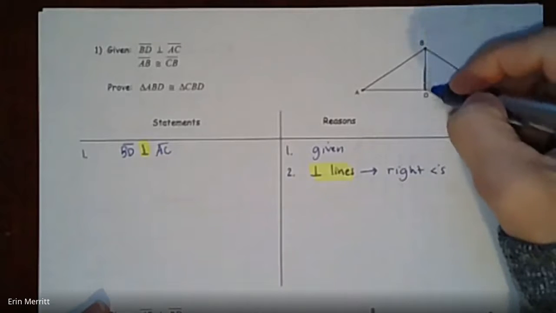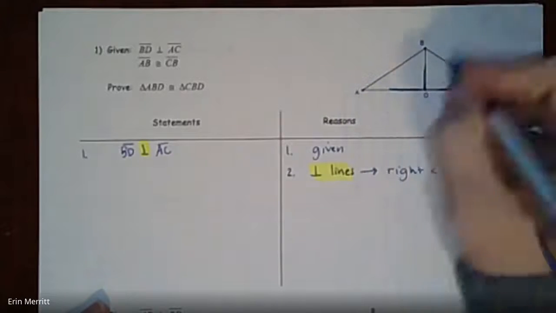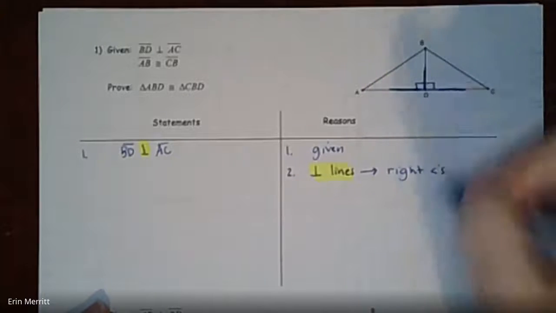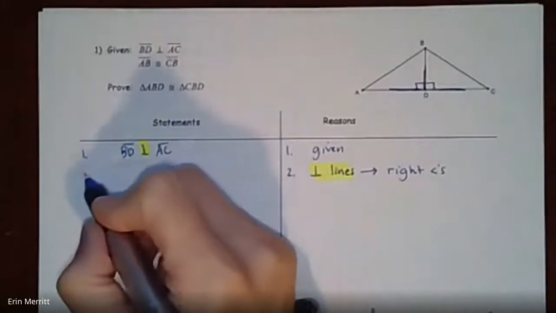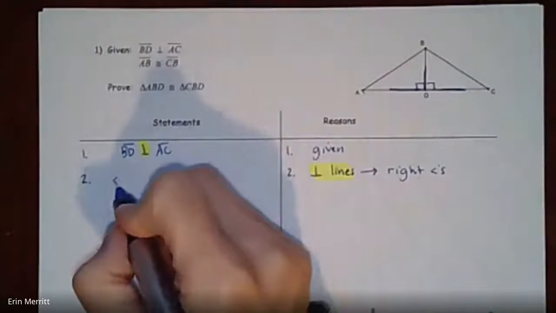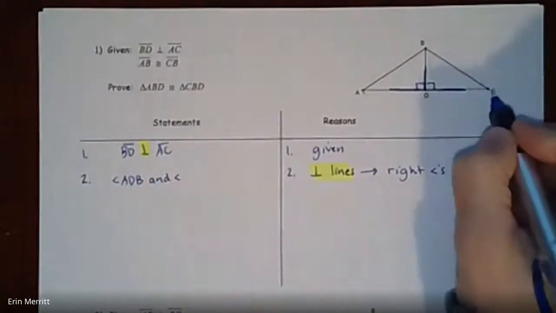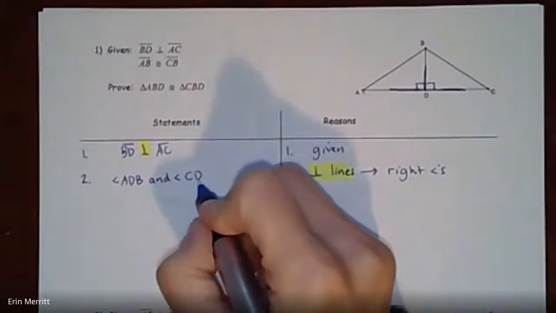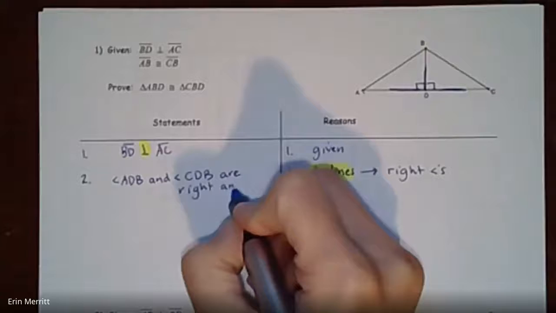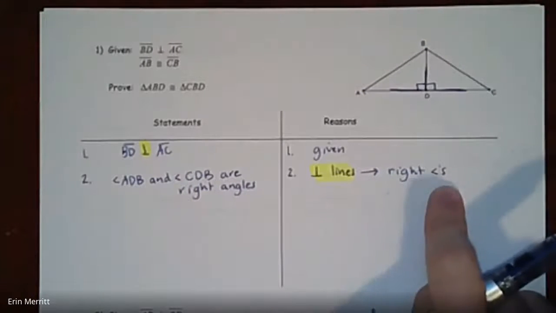So BD is perpendicular to AC. Right there, you can see that perpendicular symbol pop up in the diagram. So there's our right angles, all right? So I'm going to say that angle ADB and angle CDB are right angles. And that's because perpendicular lines tells us we've got right angles.